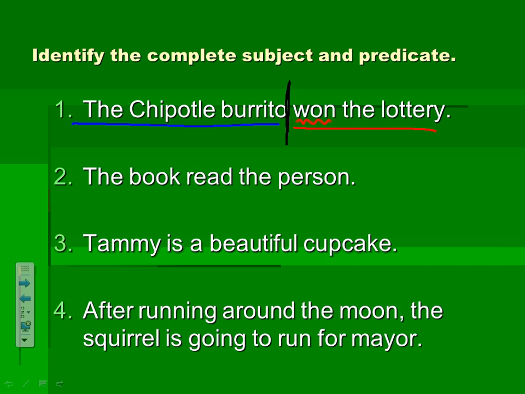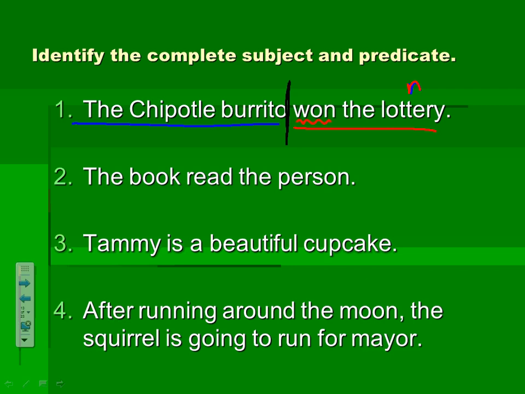Notice lottery is a noun, but it is not part of the subject. Do you know why? It's at the end of the sentence. The sentence isn't about the lottery, it's about the burrito. This is something called an object. What was won? The lottery. We'll talk more about objects in another lesson. Just remember, subjects are almost always near the beginning. Let's go on to number 2.